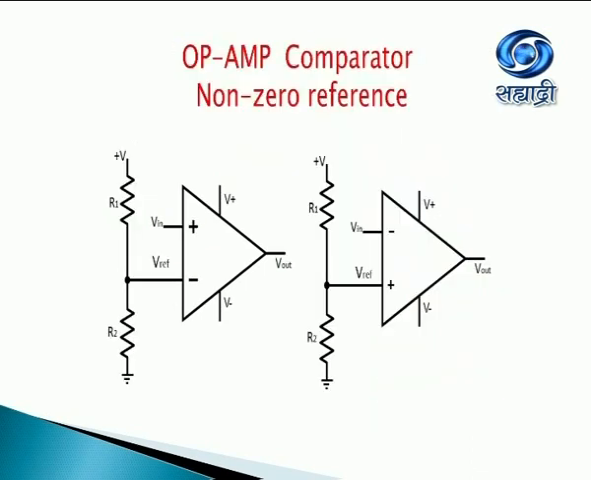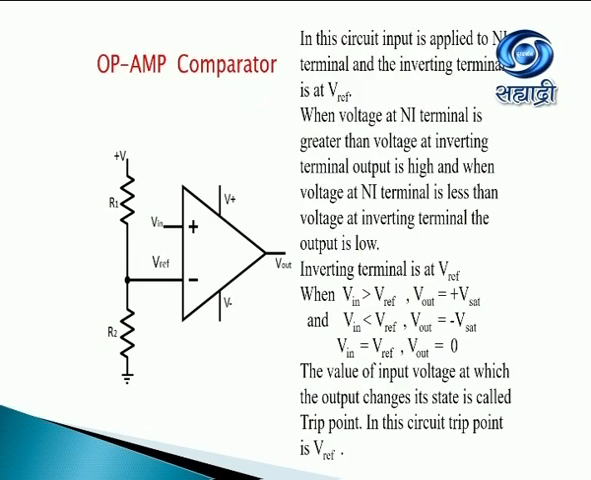Non-zero reference comparators. Figure shows non-zero reference comparators. Again, inverting and non-inverting comparator circuit is shown. Here, a reference voltage is generated with potential divider arrangement of R1 and R2. In this circuit, input is applied to non-inverting terminal and inverting terminal is at Vreference. When the voltage at non-inverting terminal is greater than voltage at inverting terminal, output is high, and when the voltage at non-inverting terminal is less than voltage at inverting terminal, the output is low.